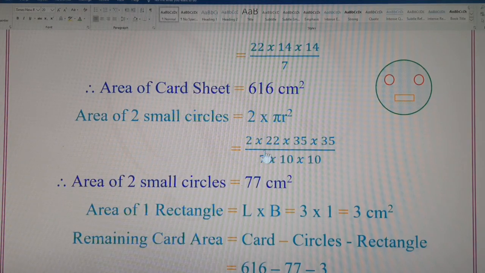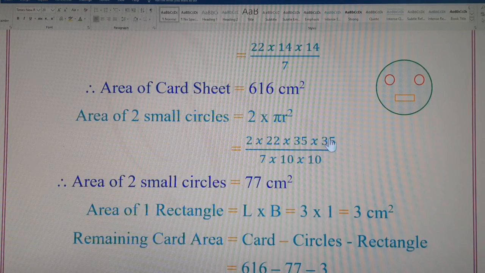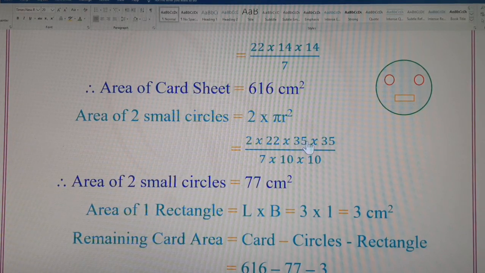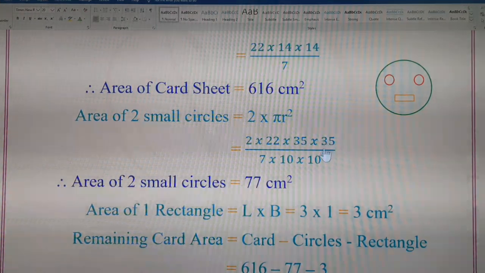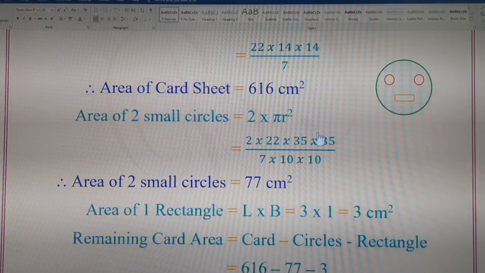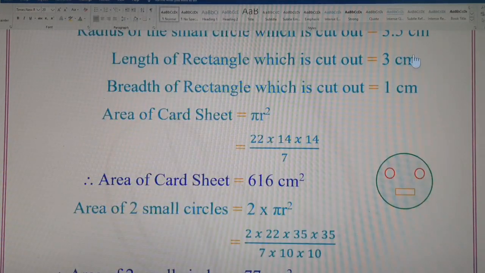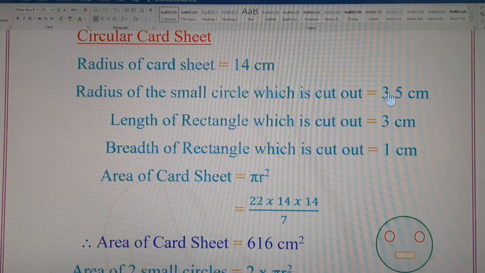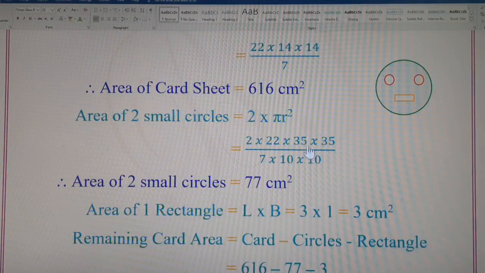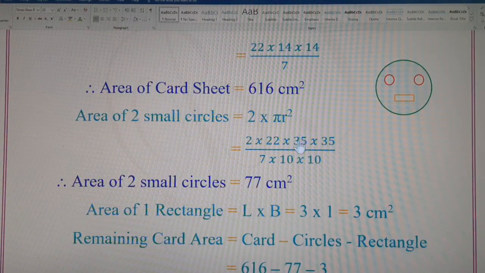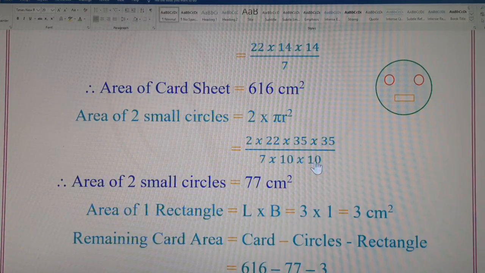Instead of pi we write 22 upon 7 and instead of radius we'll write 3.5 multiplied by 3.5. But instead of 3.5 I have written 35 upon 10 multiplied by 35 upon 10. The decimal point from 3.5 is removed. Radius of the small circle is 3.5, so instead of writing 3.5 I have written 35 upon 10 multiplied by 35 upon 10.